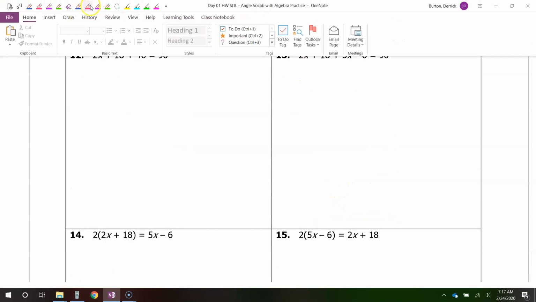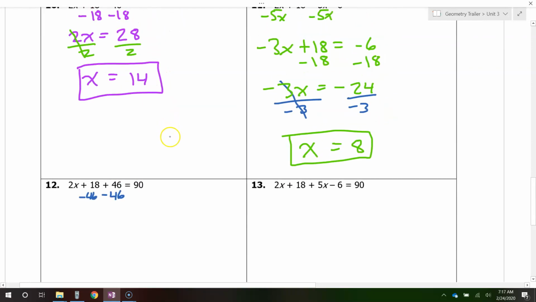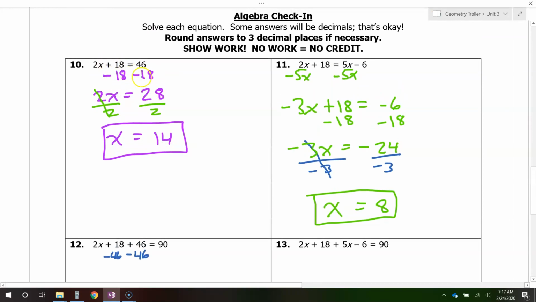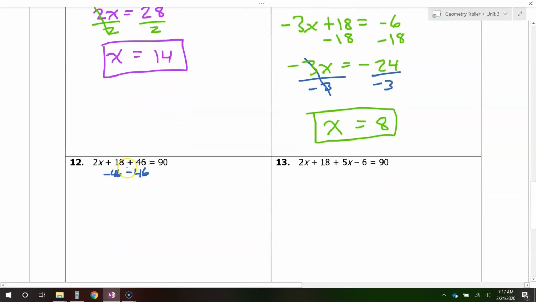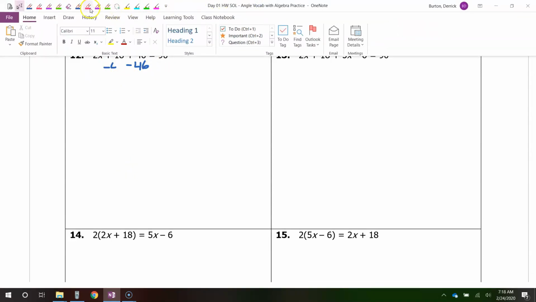Okay, how about number 12? Interesting. So I see that we have like terms here. Notice that these are on the same side of the equation, so we're just combining like terms. A common mistake I see is sometimes students will try to subtract this like we do, remember when we subtracted 18 from both sides? Students will try to do something like that here. But these are on the same side of the equation, so you just combine like terms.